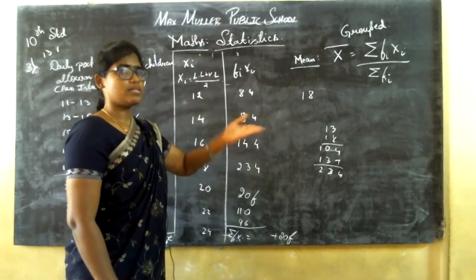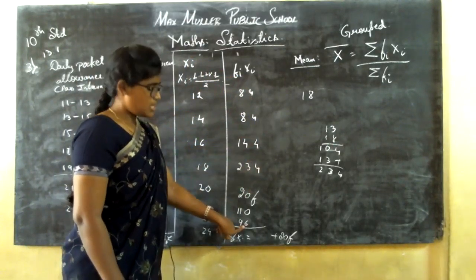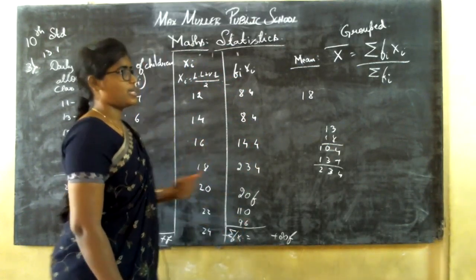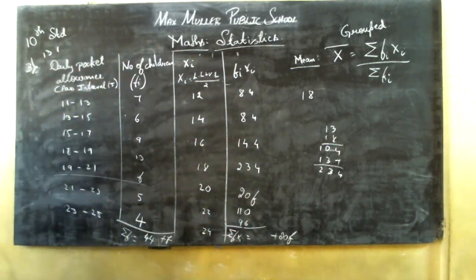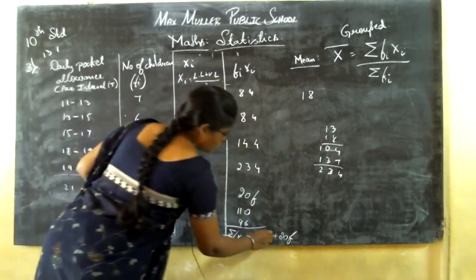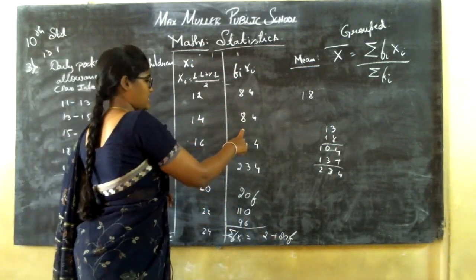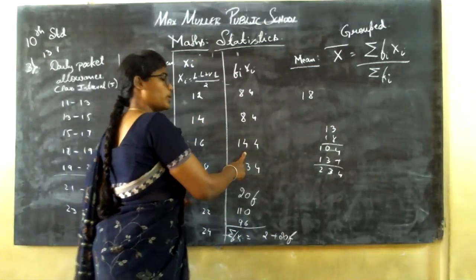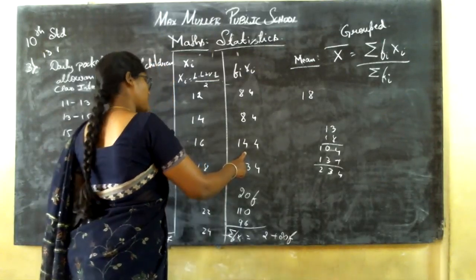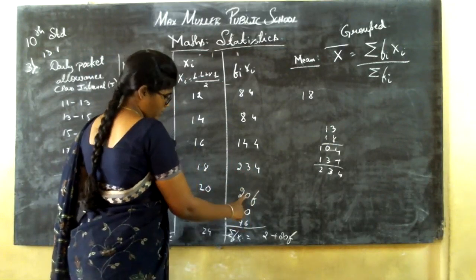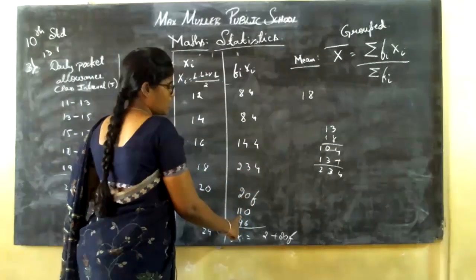4 into 4 is 16. 16 plus 6. So 6 plus 6 is 12. And you added 16 plus 6. So it is 22. Correct? So it is 22. 2 carries. 8 plus 2 is 10. 10 plus 8 is 18. 18 plus 2 is 20. 20 plus 2 is 22. 22 plus 3 is 25.